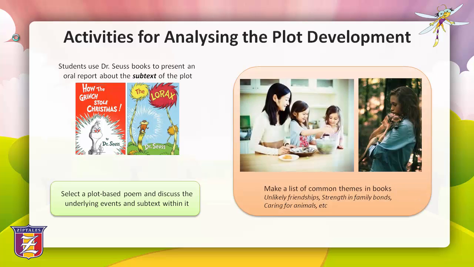You could also make a list of common themes found in books and movies, for example, unlikely friendships, altruism, strength of family bonds, caring for animals, etc. Students could select one theme and describe how it has been weaved into the plot of a variety of texts that they have read or viewed.